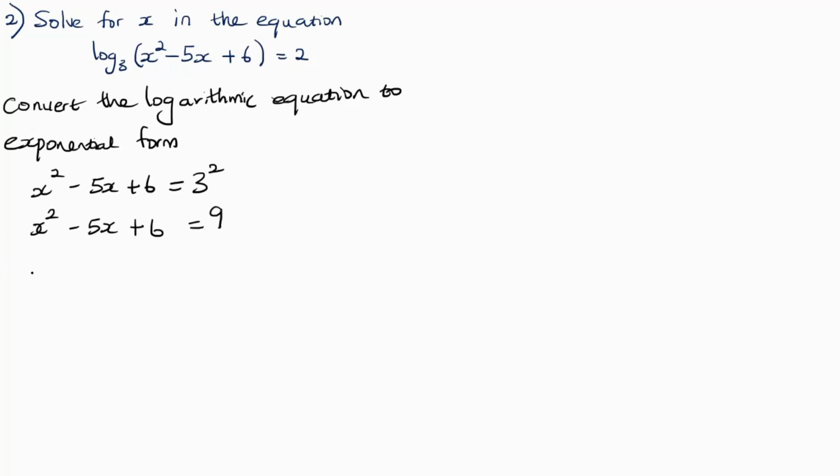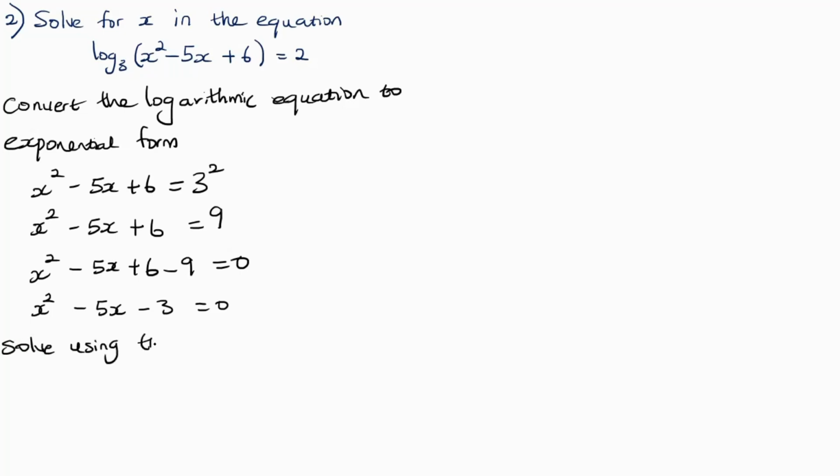Expanding this, we have x squared minus 5x plus 6. When 9 crosses the equals sign, it becomes minus 9 is equal to 0. We have x squared minus 5x plus 6 minus 9, which gives us minus 3, is equal to 0. So we have a quadratic equation, and all we want to do is to solve using the quadratic formula.